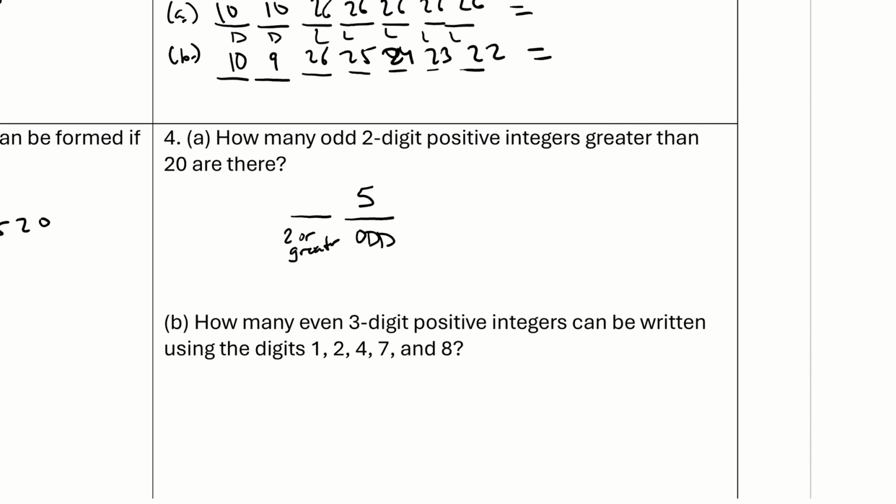So that's basically everything except for 0 and 1. Okay, so that's got to be 8 options then, right? If it's 2 or greater. So then that's 8 times 5. So that should be 40 possible 2-digit positive odd numbers greater than 20.